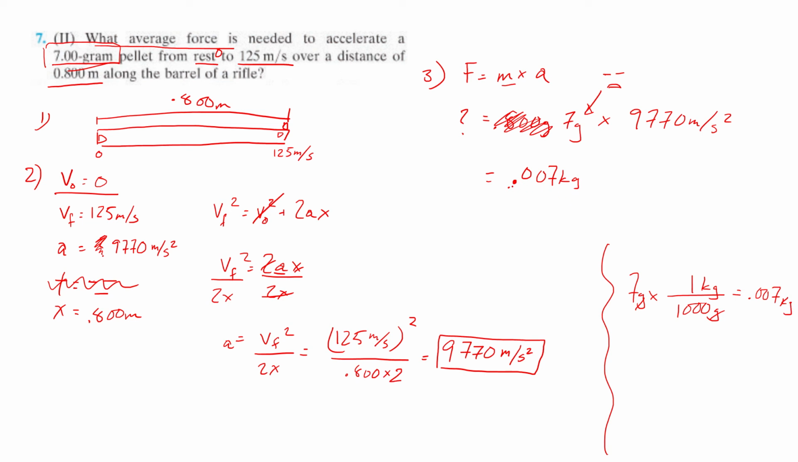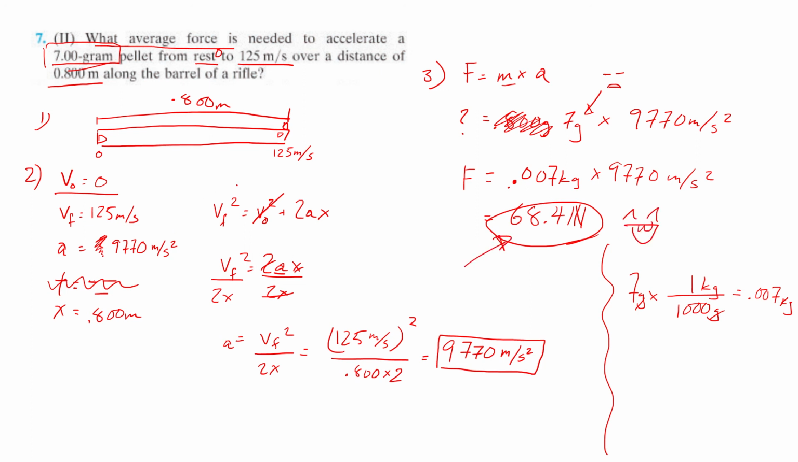So 0.007 kilograms times 9,770 meters per second squared. That's our F. When you just multiply that through, I get 68.4 newtons. Hooray! This is the answer, and it is the answer in the book.